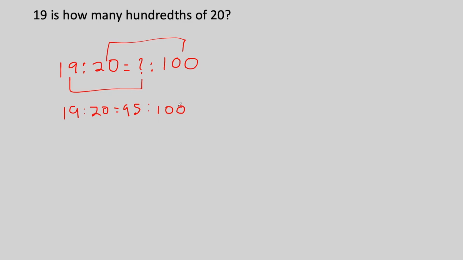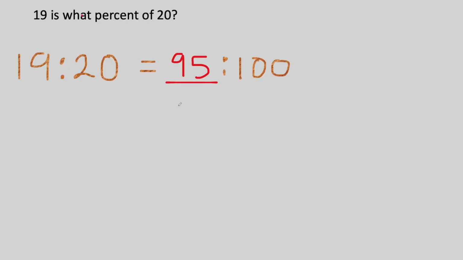Okay. Now, I have that ratio of 19 to 20 and 95 to 100, and they're equivalent to each other. How would I write this as a fraction? Well, we do the 19. This is a part-whole relationship, right? 19 out of 20, and then this would be 95 over 100. So what would the percentage be? Well, the percentage would then be, we should know this, 95%.